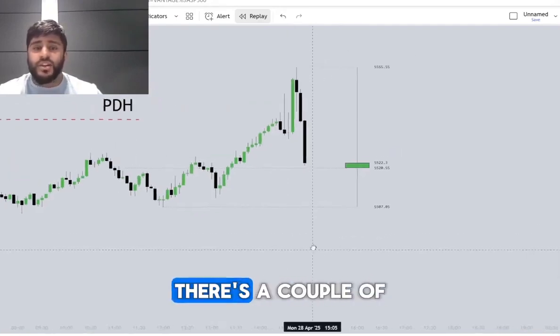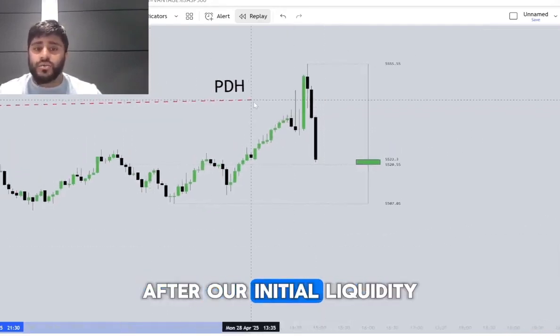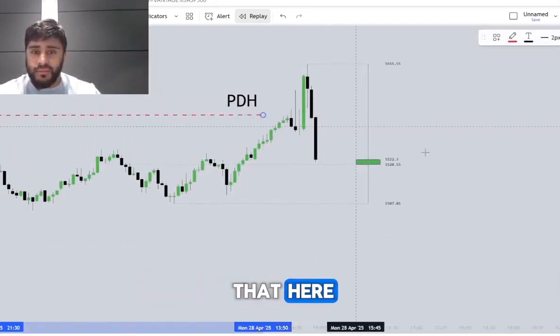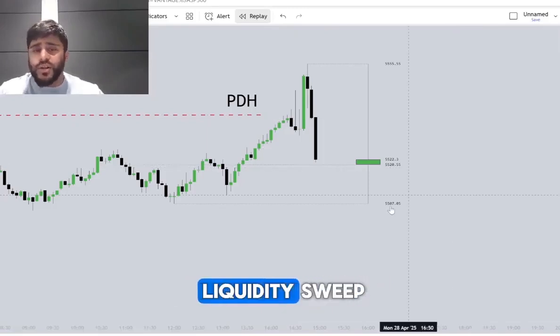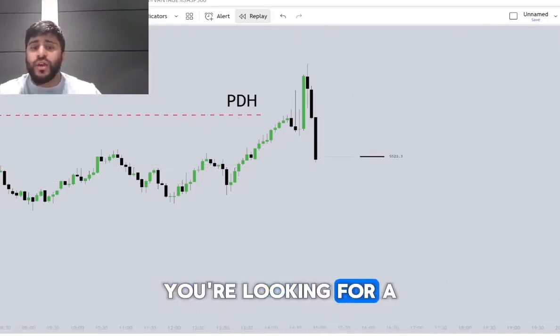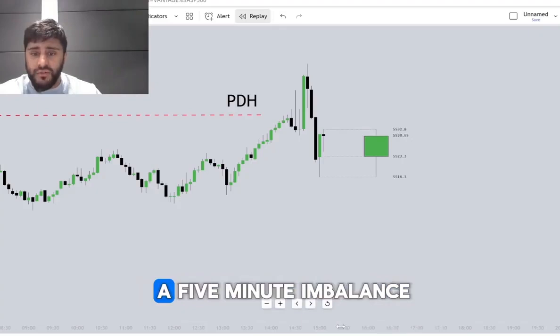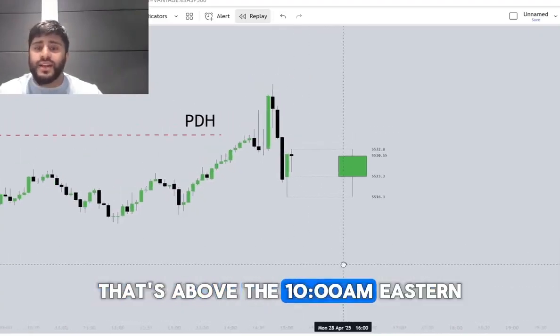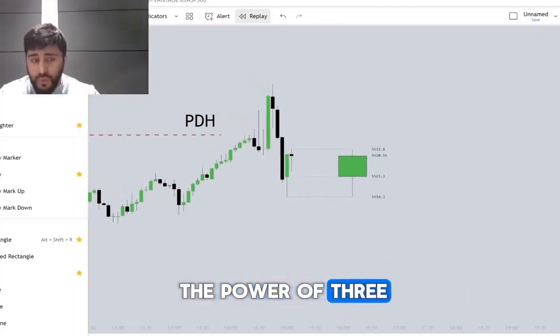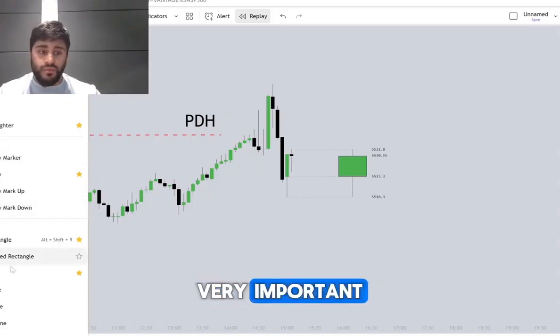Now on the 5-minute time frame, there's a couple of things I look for after our initial liquidity sweep, right? So let's first get that here. Now, once you've had a liquidity sweep, what you are looking for is a 5-minute imbalance, right? And you're looking for a 5-minute imbalance that's above the 10 a.m. Eastern. So this is where the power of 3 becomes very, very important.